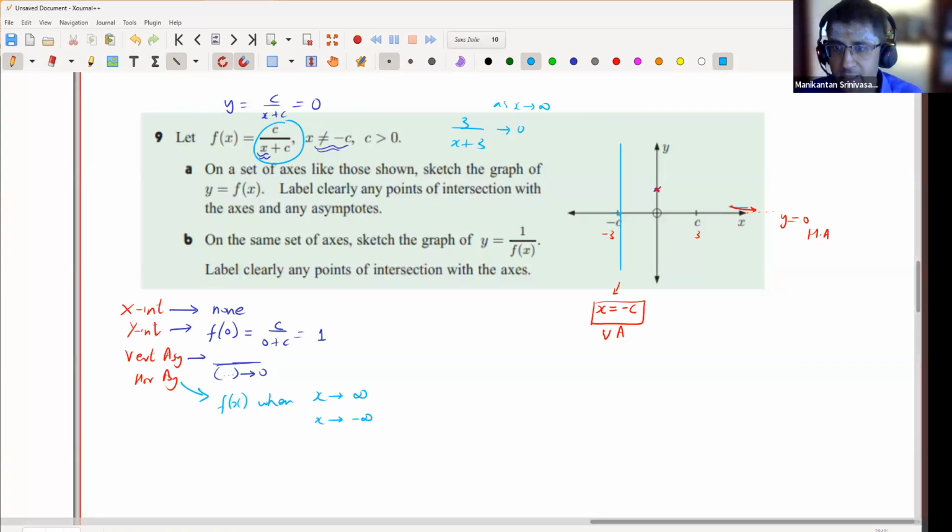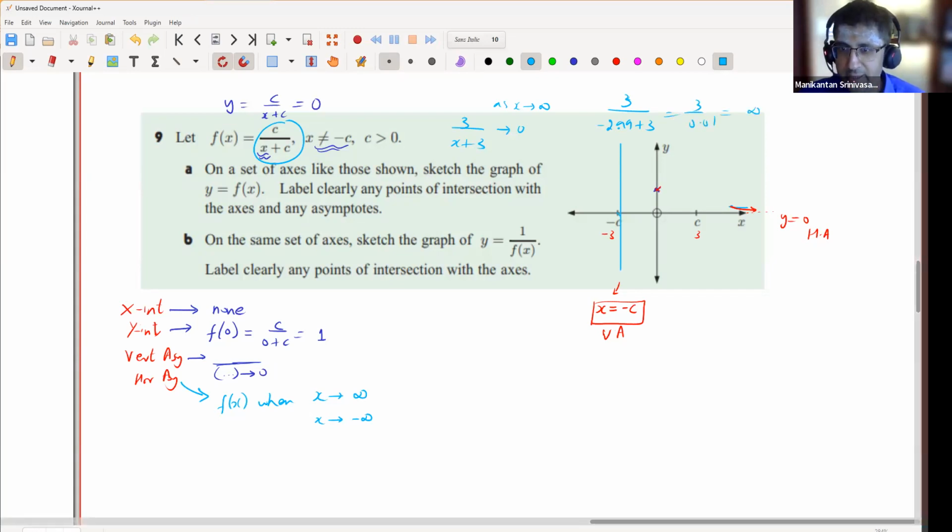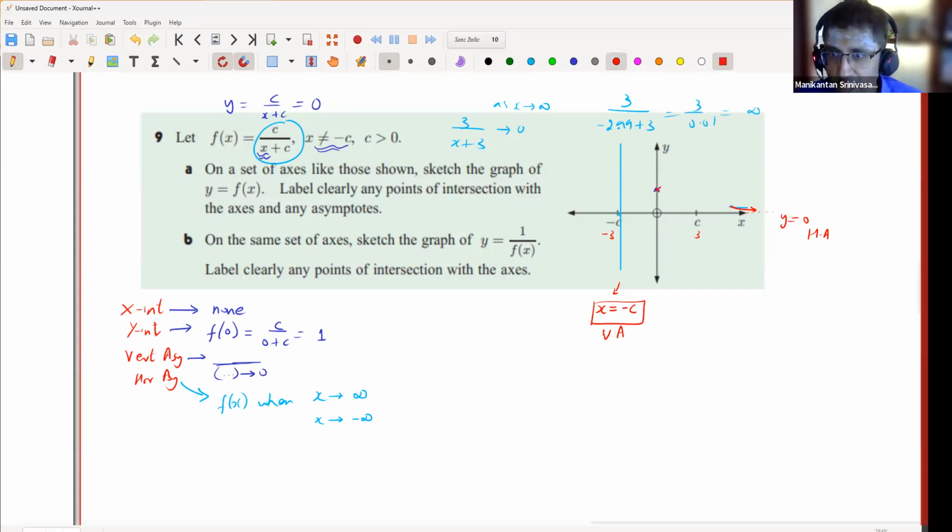Okay, just imagine this is passing through C. Now, to the right of -3, which means what? 3 by -2.99 plus 3, which is 3 by 0.01, which is 300, but in this case, infinity, right? So it's approaching positive infinity here.